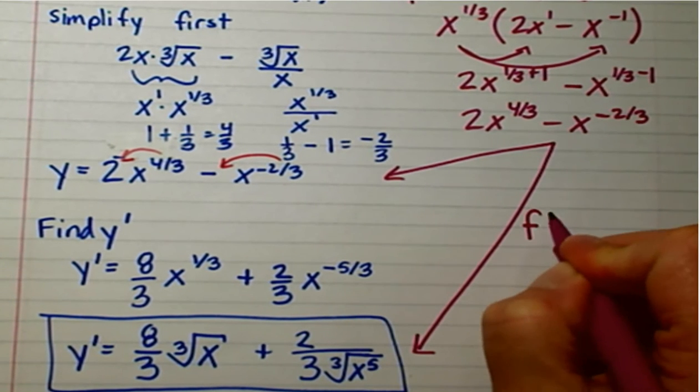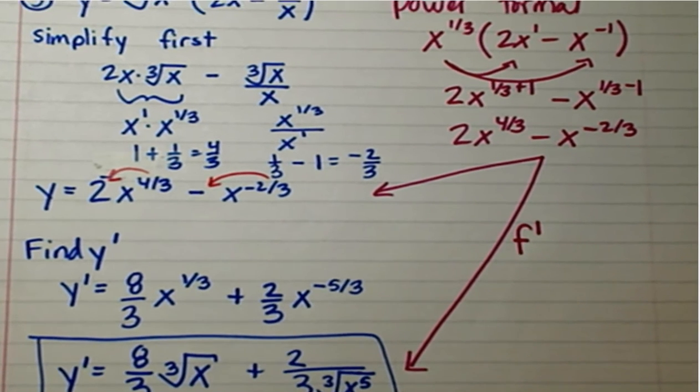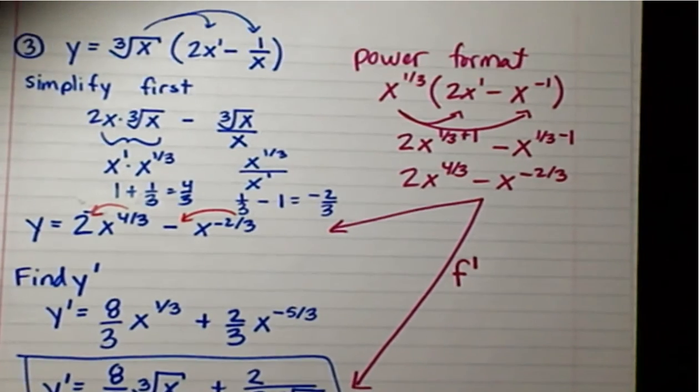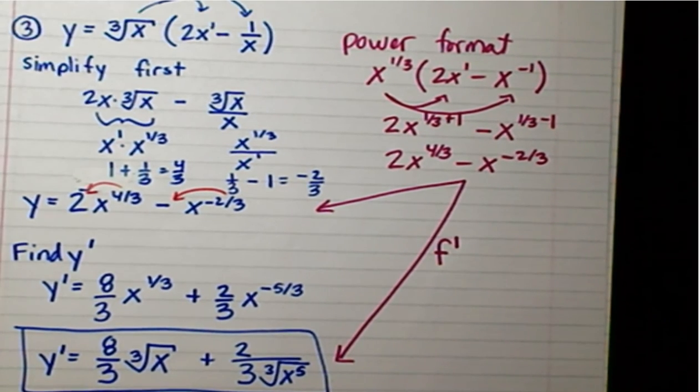F prime, this is the derivative. It's still the same, it's just a slightly different simplification, where I chose to do the power format first. I'm not going to do the product rule. Why would you do the product rule with so many different formats? You've got a radical, a polynomial, and a rational. Why would you do the product rule? Just multiply it out. Less multiplication to begin with.